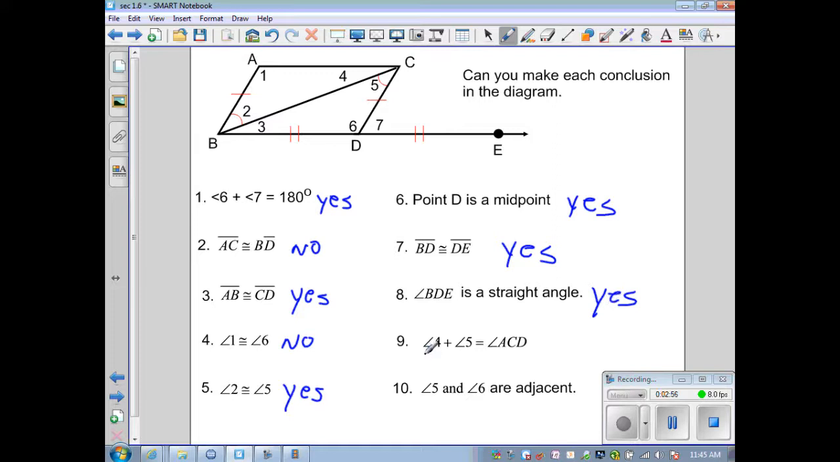Number 9, angle 4 plus angle 5 equals angle ACD. That is true. These 2 angles, if I put them together, would form the large angle, which is the angle addition postulate. So that is true, yes. Number 10, angle 5 and angle 6 are adjacent angles. Angle 5 and angle 6 do share a common side. They are in the same plane, but they do not have a common vertex. 5 has a vertex of C, 6 has a vertex of D. Therefore, the answer is no.